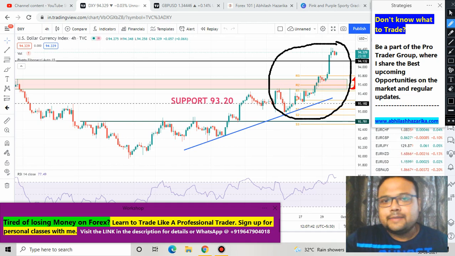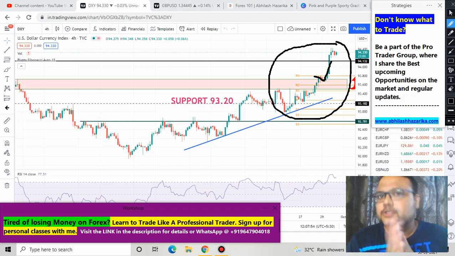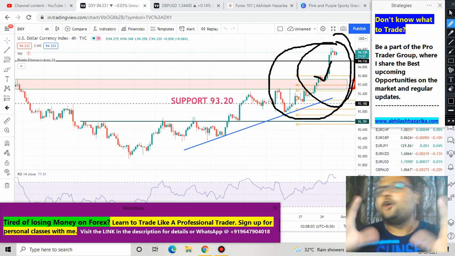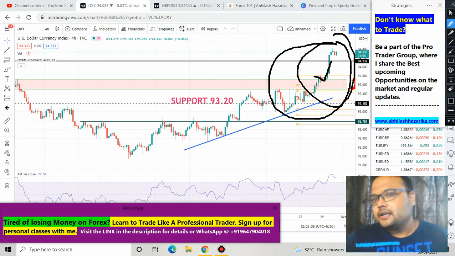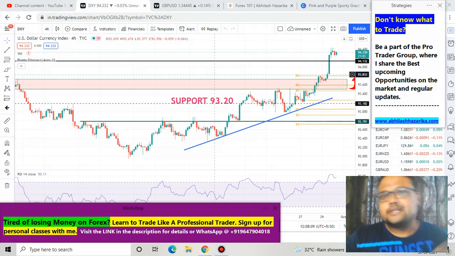Yes, I clearly mentioned that DXY is in an uptrend and there is a good possibility of the market bouncing from this level. Honestly speaking, I was talking about an uptrend on the US dollar for the last couple of days, but to be honest, I was also not expecting this kind of huge move. I was expecting a normal uptrend, but yesterday there was a huge uptrend on the US dollar, and as a result there was heavy selling on GBP USD.